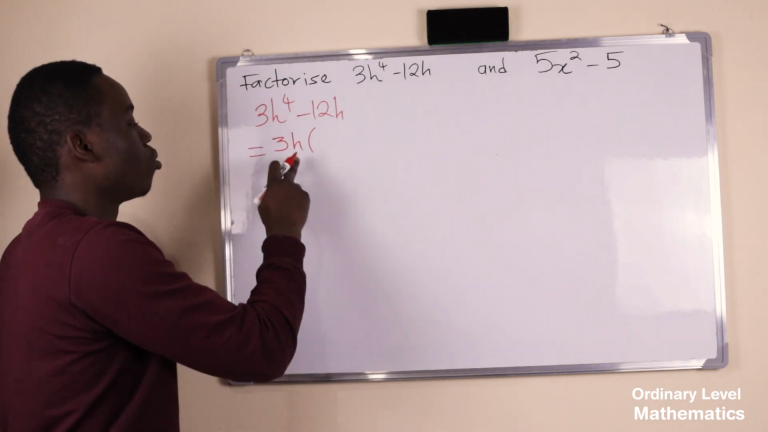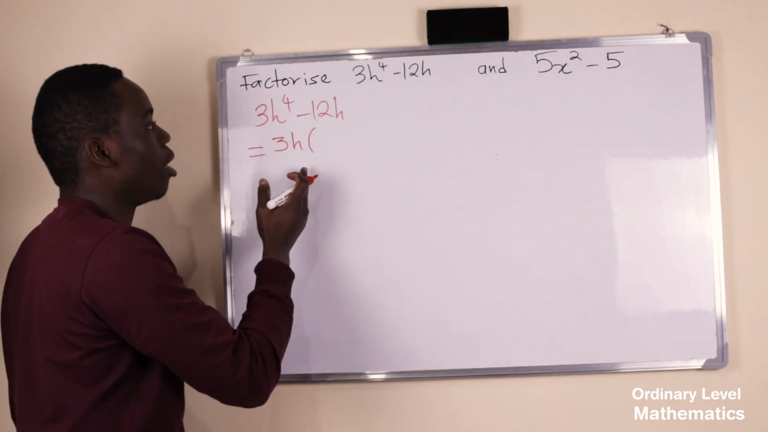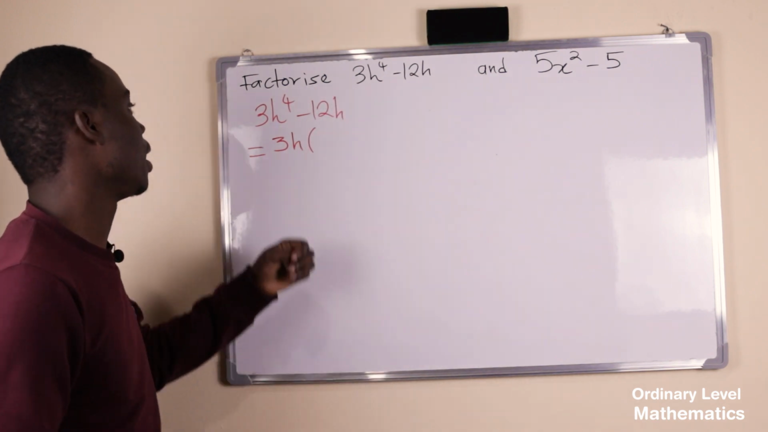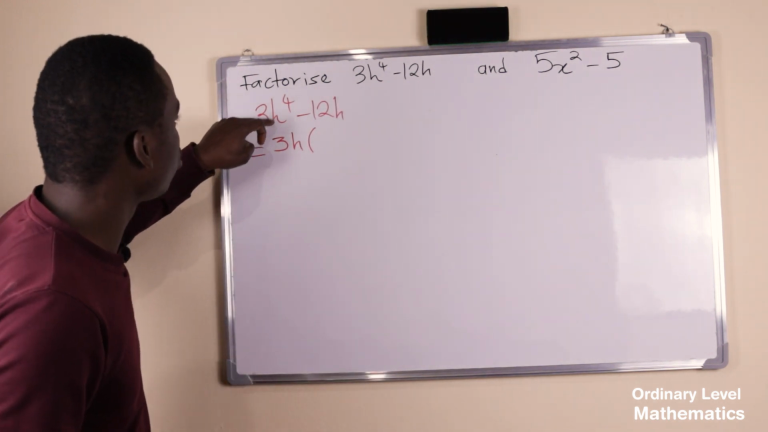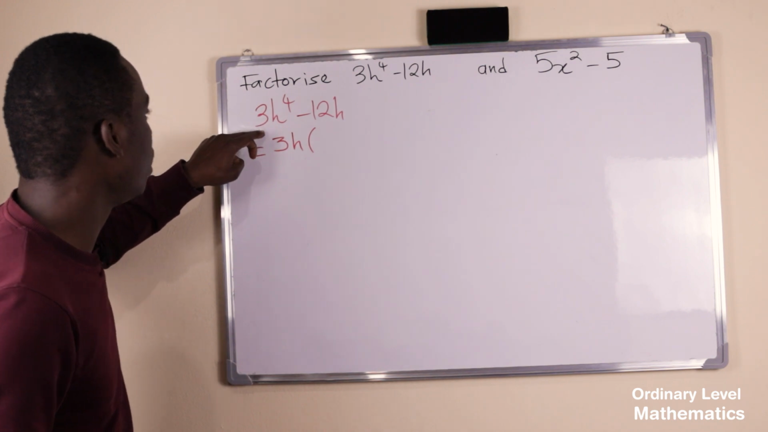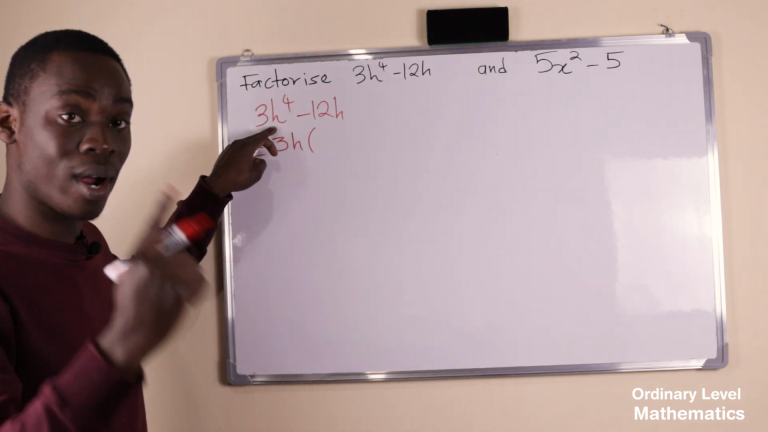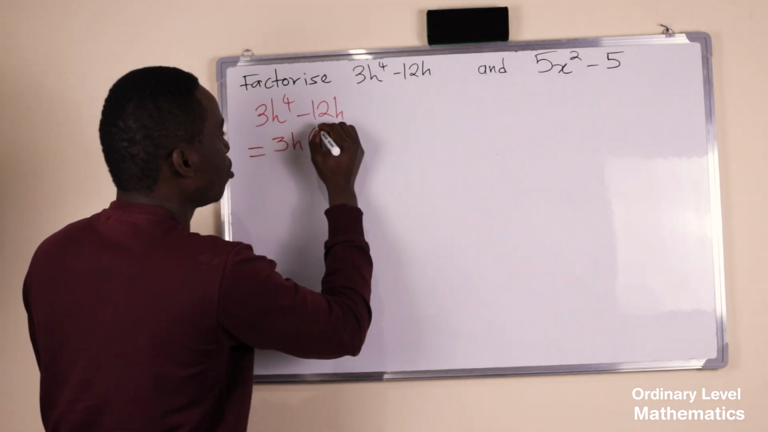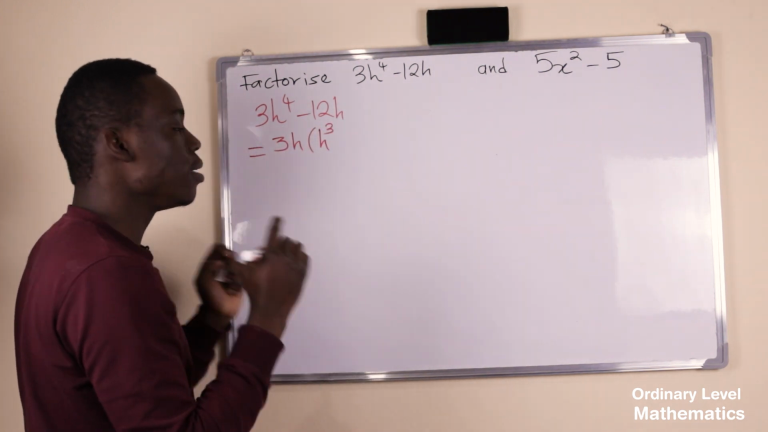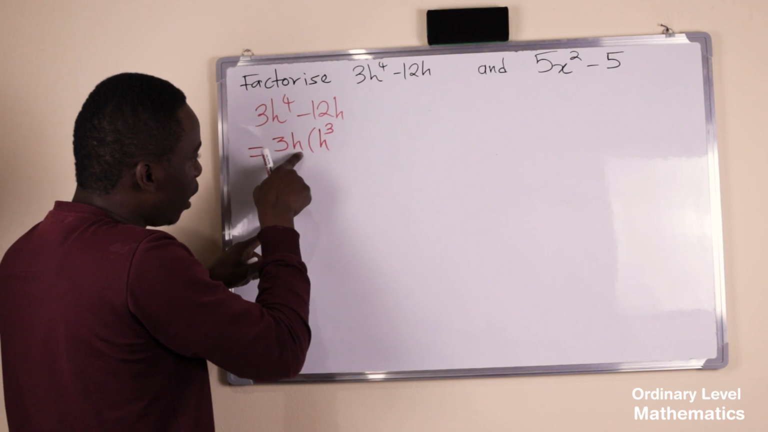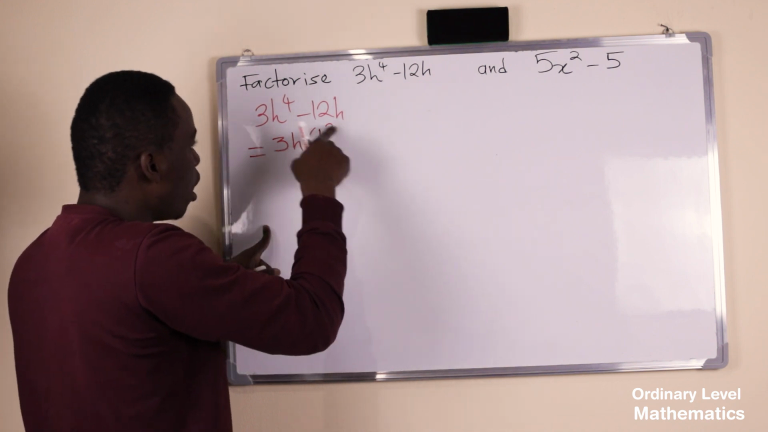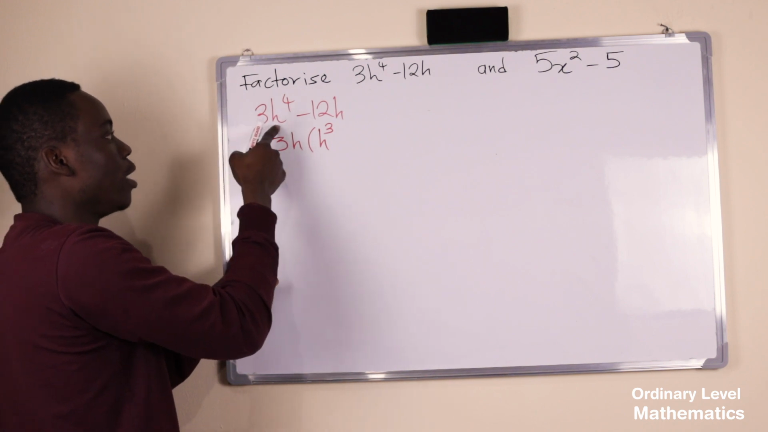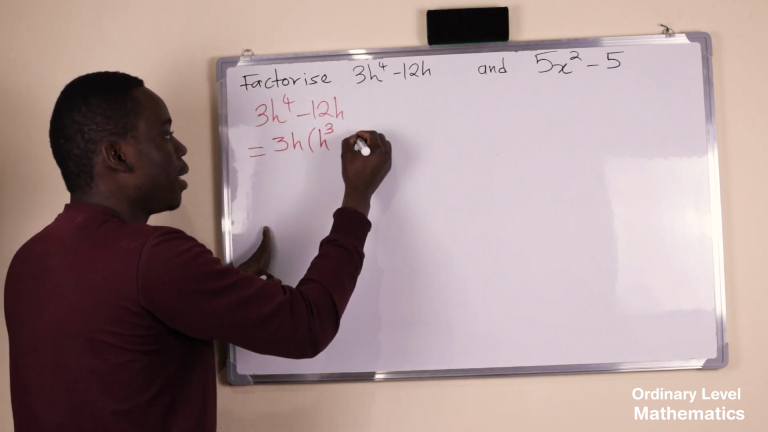Now there's nothing more that we can factor out, because whatever we factored out here is simplified on the other side. And in our case here, 3h to the power 4, when we remove 3 and h, we remain with h to the power 3. Hence this will be h to the power 3. This means that if we multiply 3h times h to the power 3, we're going to get back to our original expression, which is 3h to the power 4 minus.